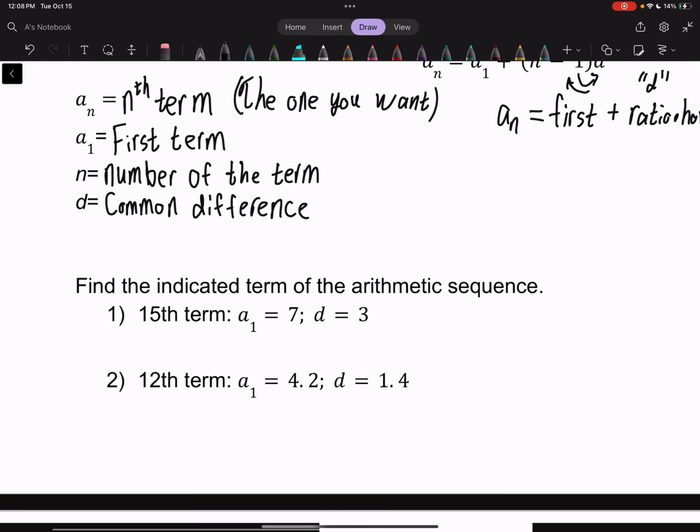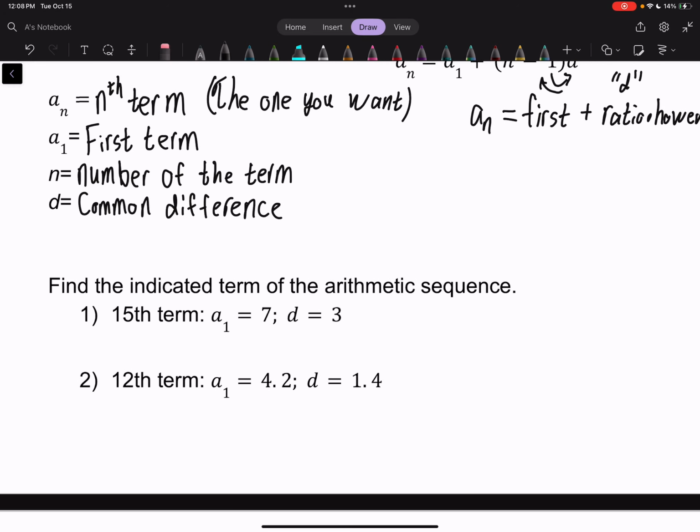So for example, if I'm looking to find the indicated term in the sequence below here, I'm going to be doing the 15th term. So I want to know what the number is at 15 terms. And it gives me a sub 1 is 7 and D is equal to 3. So the very first term is 7. My common difference is 3. And I'm going to be doing this 14 times, because the 15th term is 14 terms after the first term.